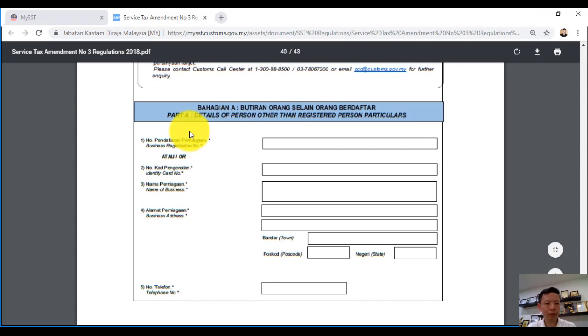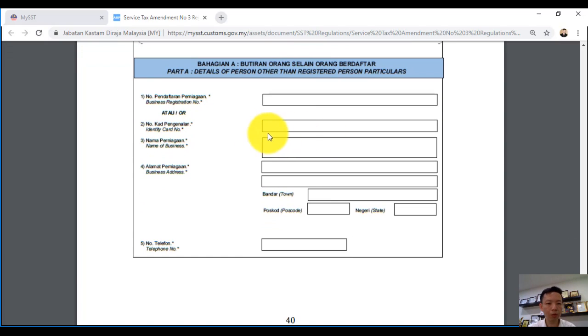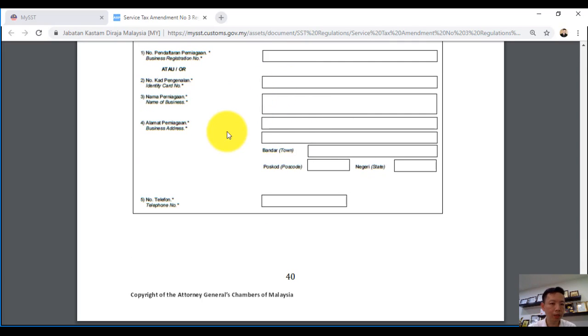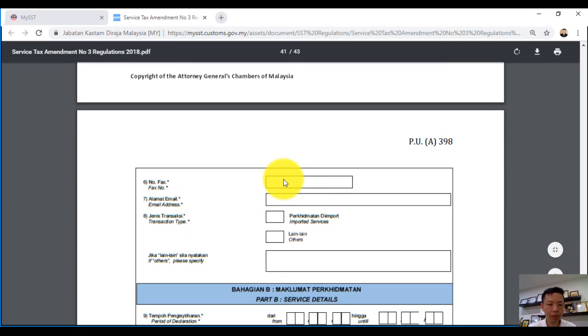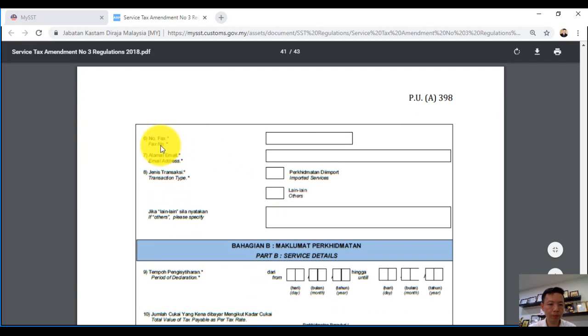Okay, the first thing in Part A is your company number, that means your SSM number, or in this part you put in your IC number if you are an enterprise maybe. Then this is your company name, your company address, town, postcode, and the state. This is your phone number, fax number. Let's say you do not have, put a 0.